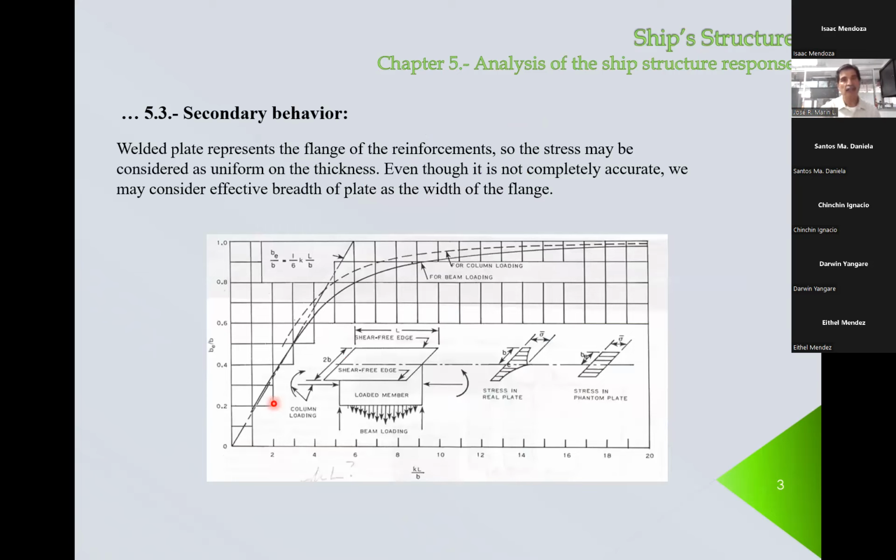We have mentioned several times that this plate here is welded to this stiffener in general. But the distribution of normal stress will be something like that because of the influence of the shear. That's something that we have studied in chapter 2, okay? So at the end, we're going to have something like this.